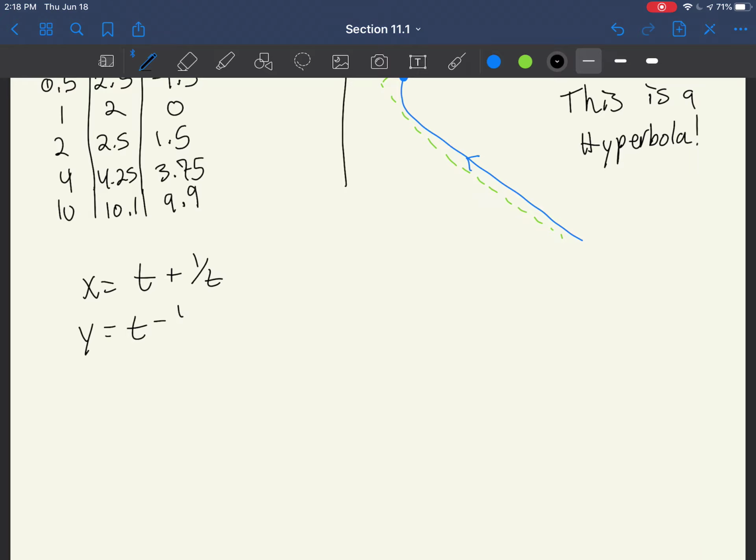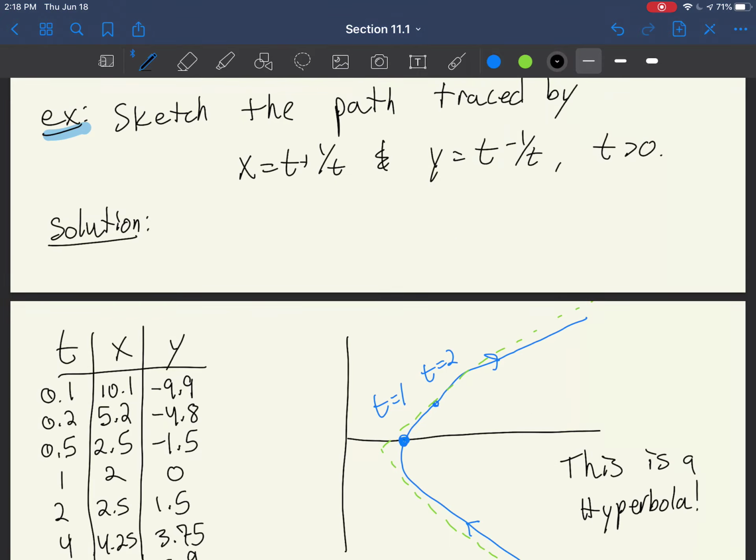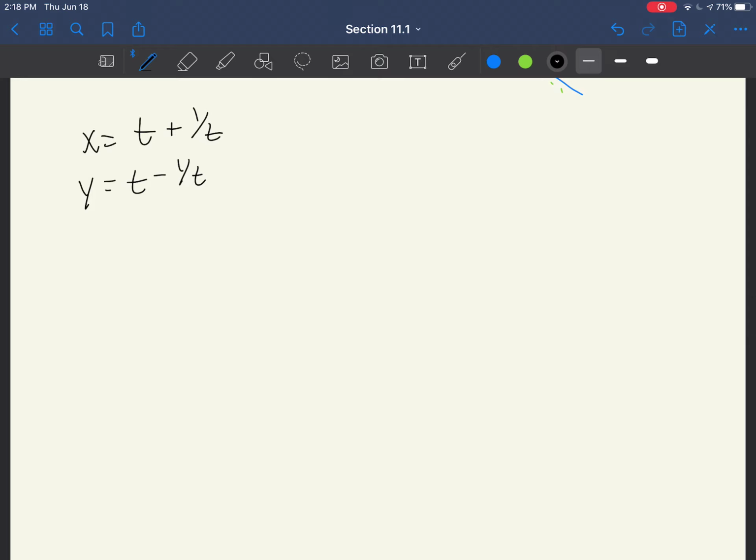So if we wanted to eliminate the parameter, let me rewrite it so I can see it. How would we do this? You can't really solve these easily for t. So instead of solving these for t and doing the substitution method, we would try to be sneaky and add or subtract x and y to try to eliminate something. So if we do x plus y, this is nice because the 1 over t's will cancel, and you would just get 2t.